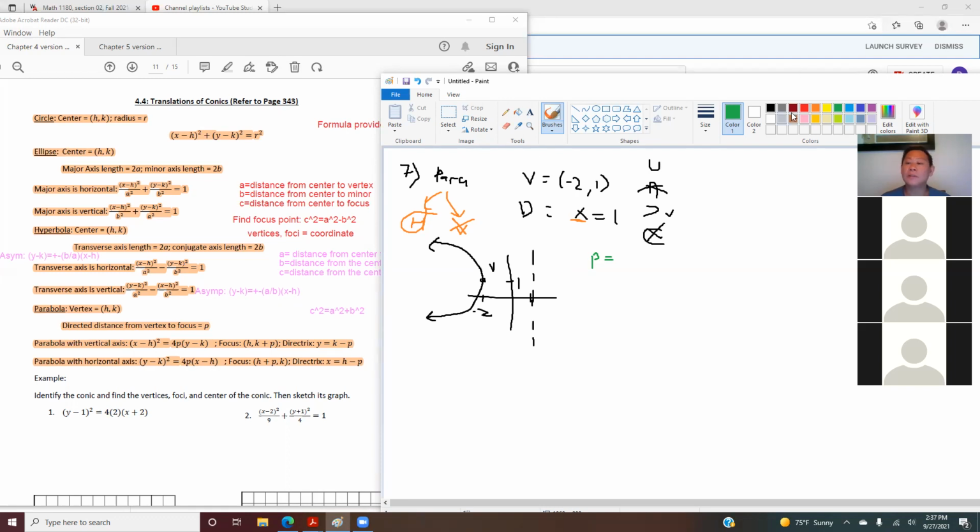So the formula we use here is (y - k)² = 4p(x - h). You say it's horizontal, so this is the formula. And we know the vertex is (h, k). So the (h, k) is already found. We need to figure out P. And once you get P, you just plug it into this formula, and that's your answer. And please don't FOIL, don't multiply, just leave it like that. So does anyone know how to find P?